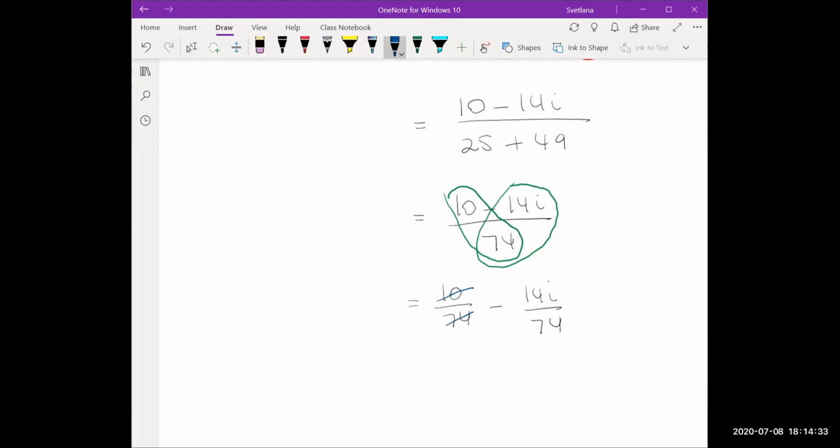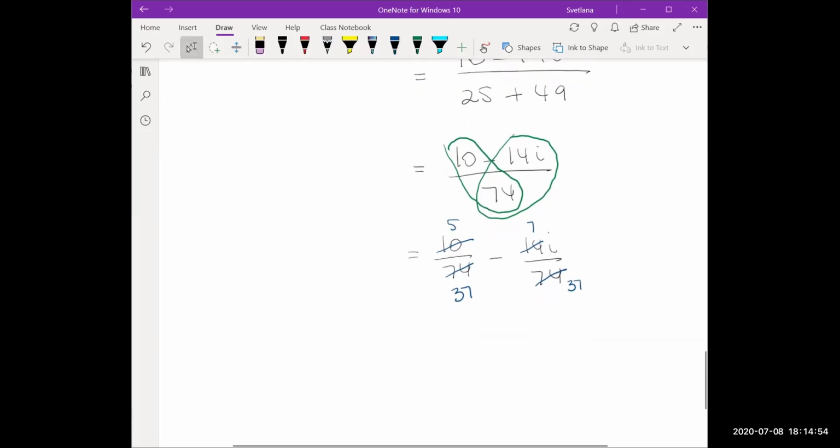So 10 divided by 2 is 5. 74 divided by 2 is 37. And 14 and 74 I can also divide by 2. That's 7 and 37. And 7 and 37, I can't simplify any further. So that's it. That means the complex number I get at the end is 5 over 37 minus 7 over 37i. I'll just write i next to the number.